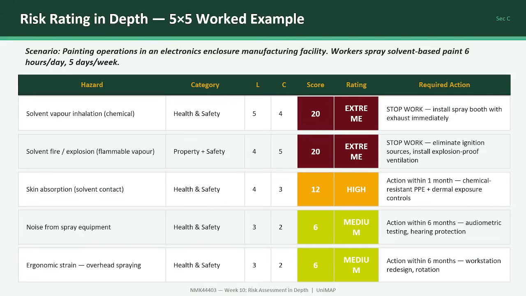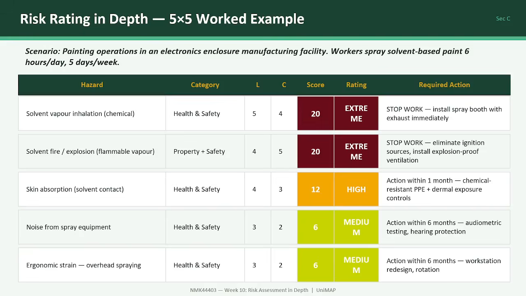Hazard 1, solvent vapor inhalation. This is a chemical hazard entering via inhalation. Likelihood is 5, almost certain, because the worker is doing this for 6 hours every day with no ventilation whatsoever. Every single shift they are exposed to potentially dangerous vapor concentrations. Consequence is 4, major, because solvent vapor inhalation at chronic high levels causes irreversible neurological damage, liver toxicity, and occupational asthma. Risk score 5 multiplied by 4 equals 20, extreme. Required actions: stop work. Install a spray booth with forced exhaust ventilation before spraying resumes.